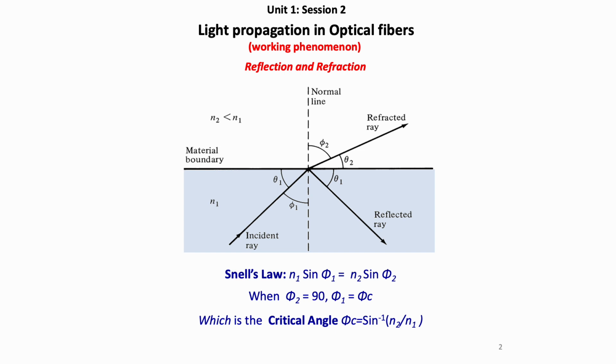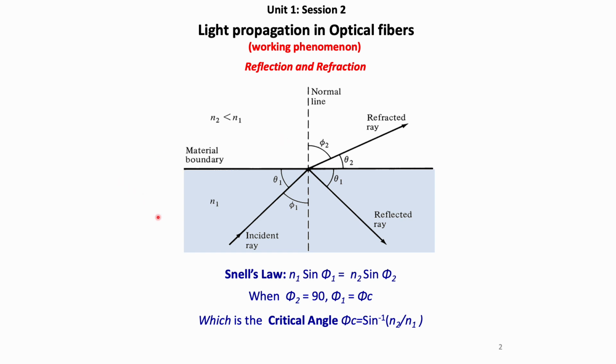Okay, so in this session we are going to see the light propagation in optical fibers. How the light is propagated, just the working phenomenon. So in this diagram, what are we going to see? Here one medium is there, that is N1, then another medium is there. This is the basic we are seeing in this diagram.